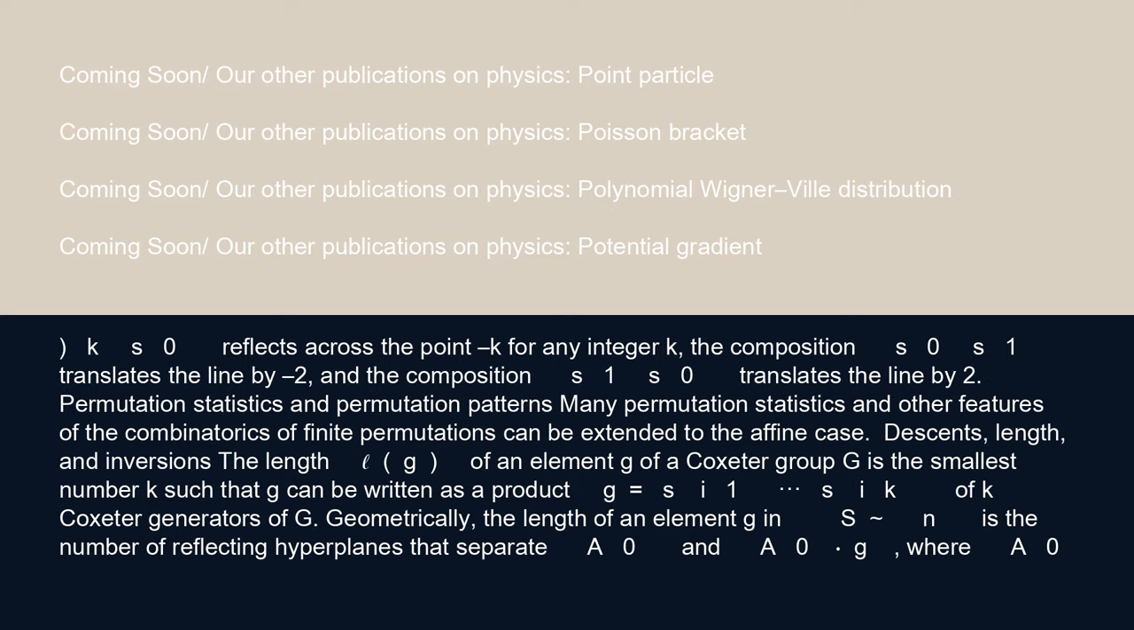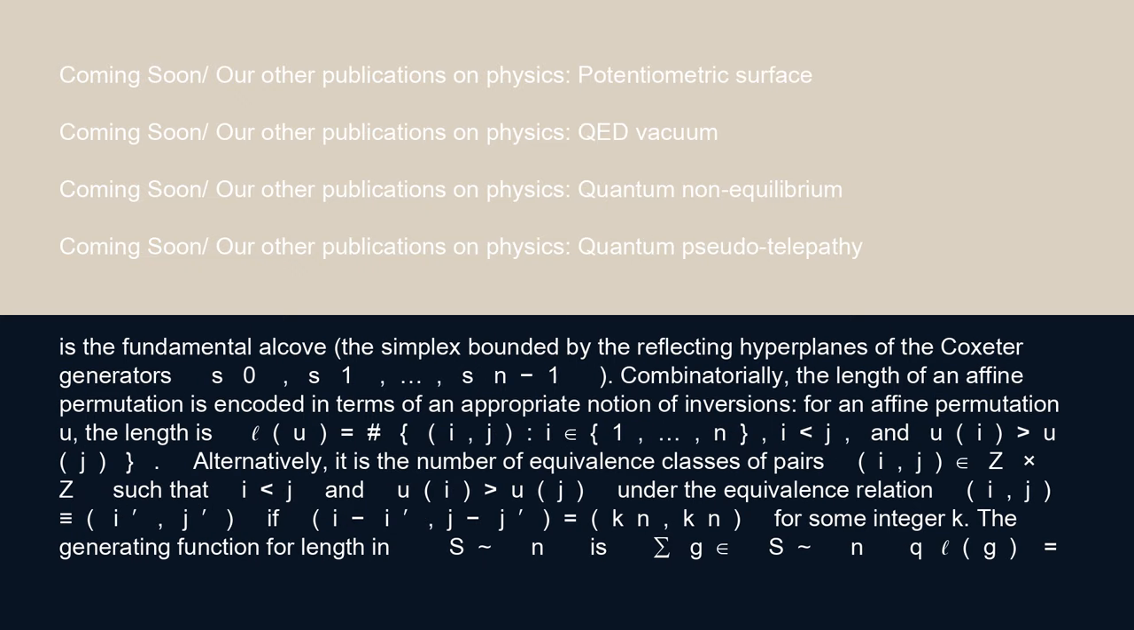Permutation statistics and permutation patterns. Many permutation statistics, and other features of the combinatorics of finite permutations, can be extended to the affine case. Descents, length, and inversions. The length of an element G of a Coxeter group is the smallest number K such that G can be written as a product G equals SI1 ... SIK of K Coxeter generators of G. Geometrically, the length of an element G in SN is the number of reflecting hyperplanes that separate A0 and A0G, where A0 is the fundamental alcove, the simplex bounded by the reflecting hyperplanes of the Coxeter generators S0, S1, ..., SN-1.